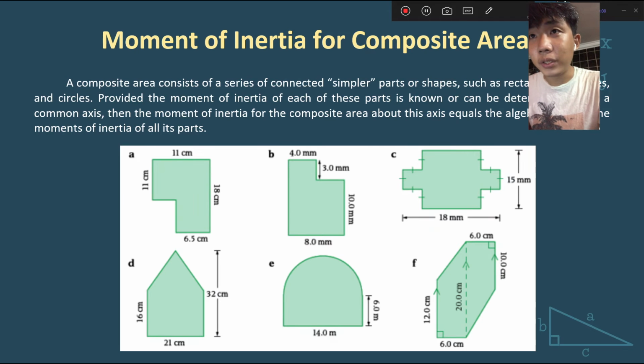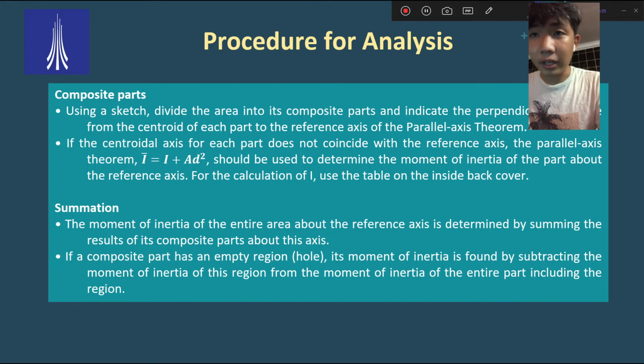Moving on to the next point, which is the moment of inertia for a composite body. A composite area consists of a series of connected simpler parts of shapes, such as rectangles, triangles, and circles. Provided the moment of inertia of these parts can be determined about the common axis, then the moment of inertia for the composite area about this axis equals the algebraic sum of the moments of inertia of its parts. So, procedure of analysis.